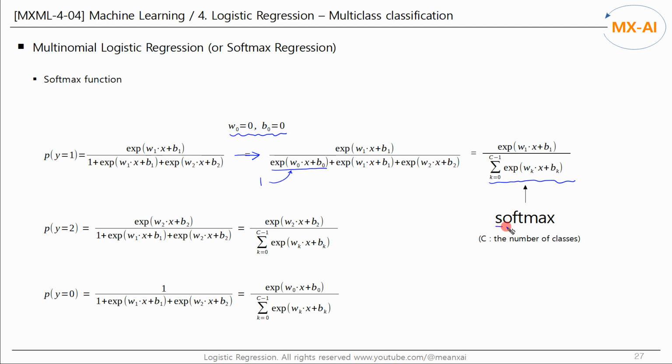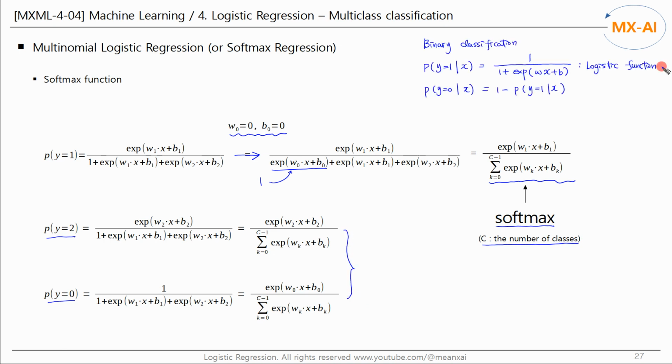This is the softmax function, where C is the number of classes. All remaining probabilities can also be expressed as softmax like this. In binary classification, a logistic function is used to calculate these probabilities. Softmax regression for multiclass classification uses the softmax function instead of the logistic function.